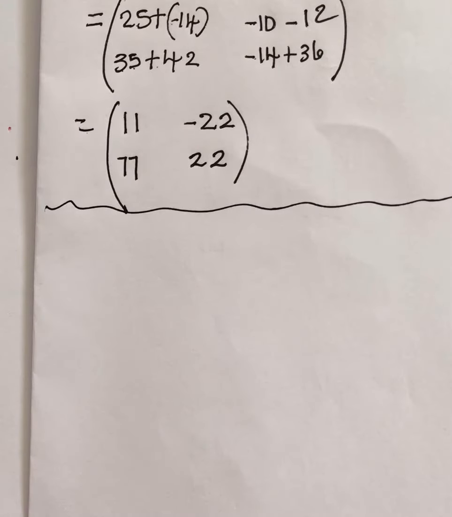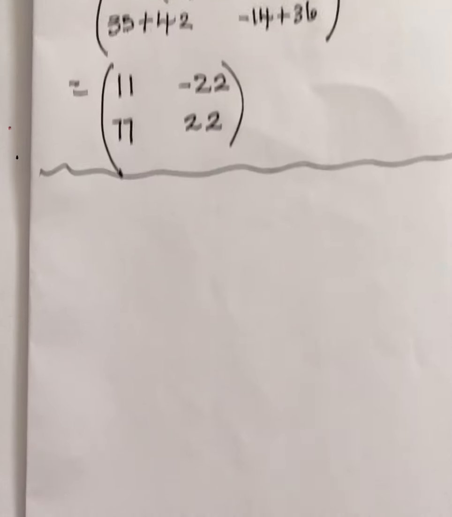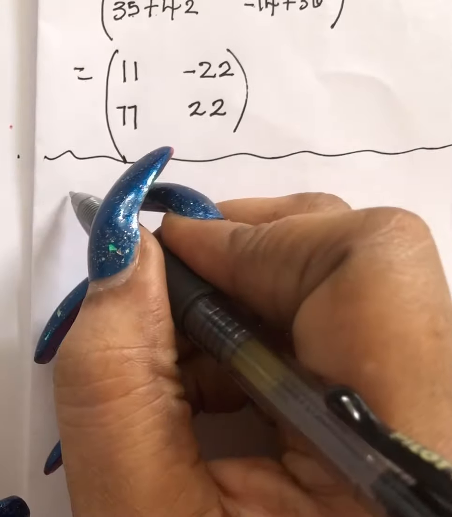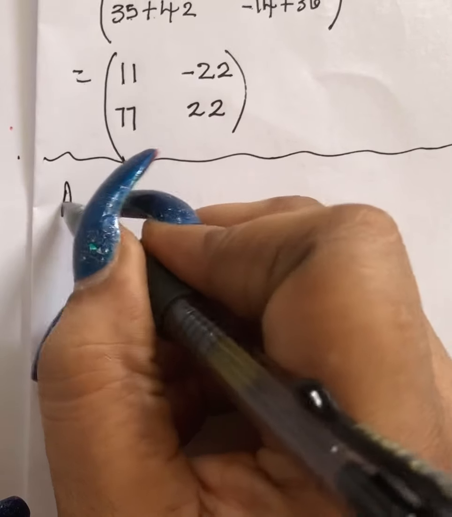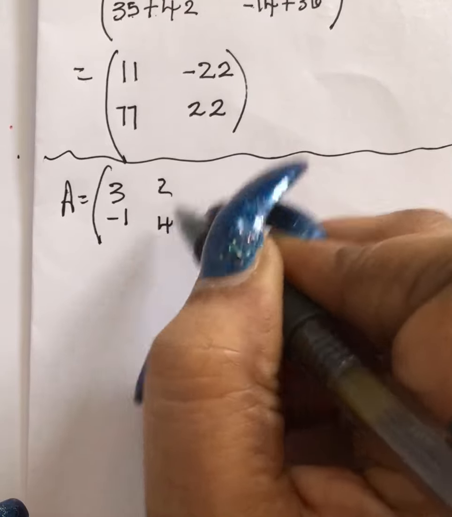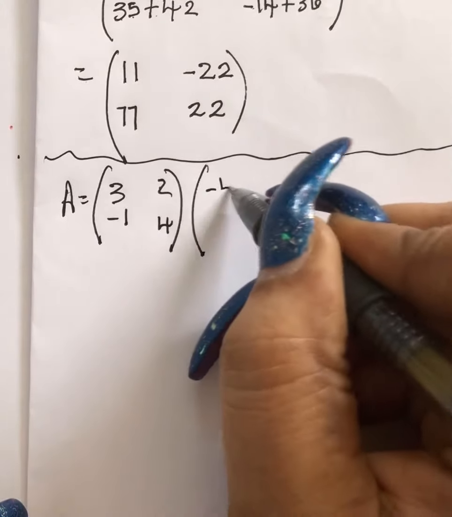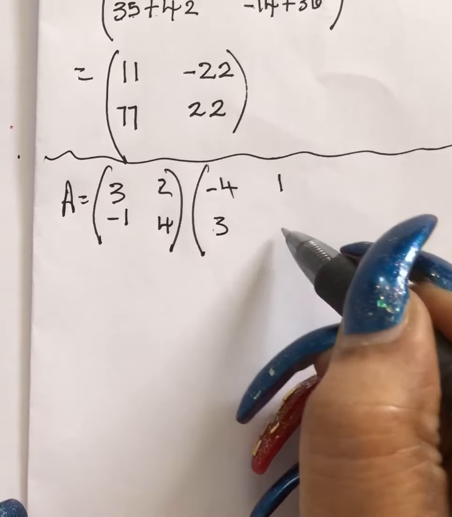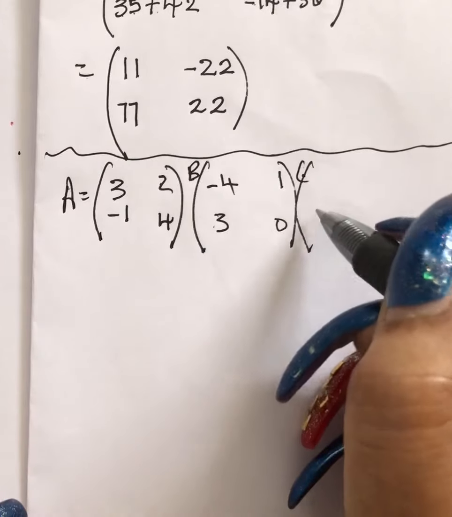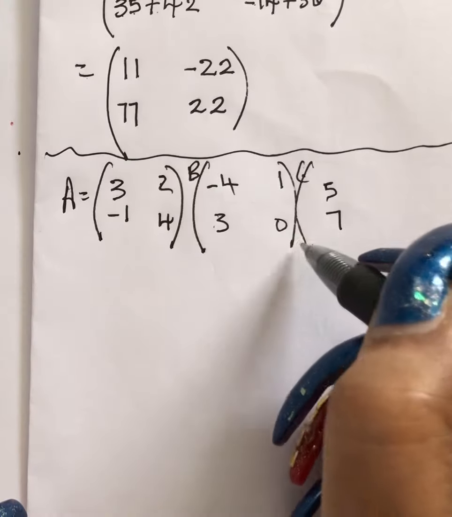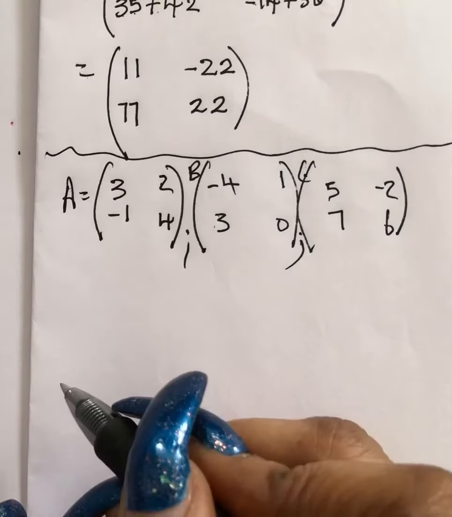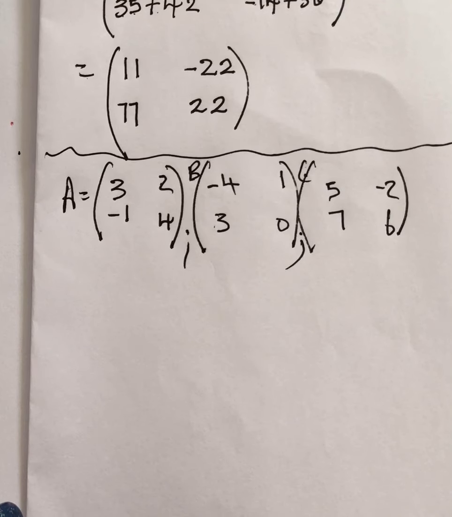We are going to do one more example here. We are given the matrices A, B, and C. This is our B and this is our C. They ask us to find A, B, C.